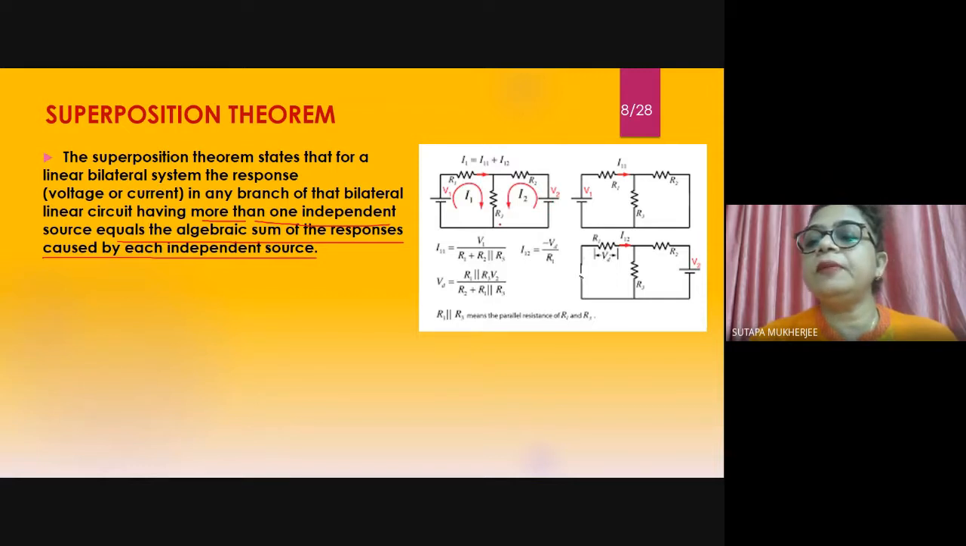First of all, I am considering the source contribution for V1. I have already told you the other voltage source will be shorted. It is shorted here. So what will be the amount of current? Obviously, R2 and R3 are in parallel. So the current is V1 divided by R1 plus the parallel combination of R2 and R3.